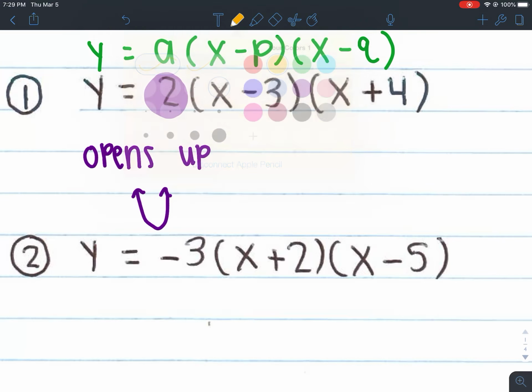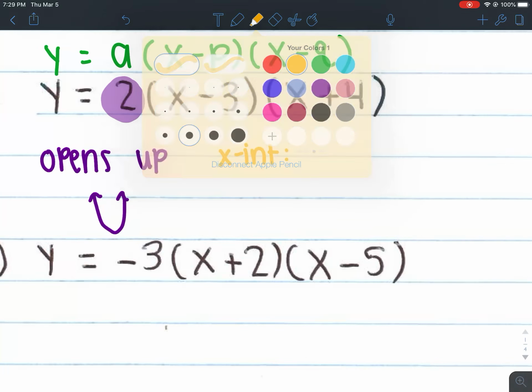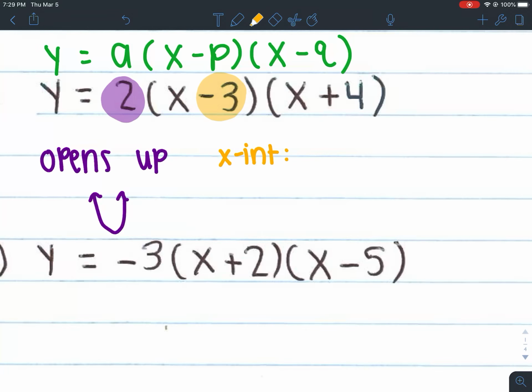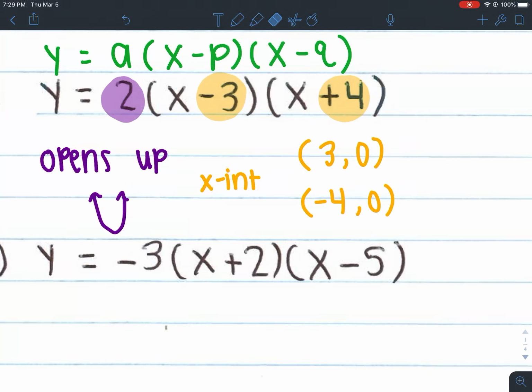Now, what are my x-intercepts here? Remember, they're points, so you want to write it as number, comma, 0. But you also have to remember they're opposite signs. So my x-intercepts here are going to be opposite of what's next to the x's. My first one would be 3, comma, 0, positive 3. And my second x-intercept would be negative 4, comma, 0. So they're opposite signs. You want to make sure that you're super careful about the opposite signs there.